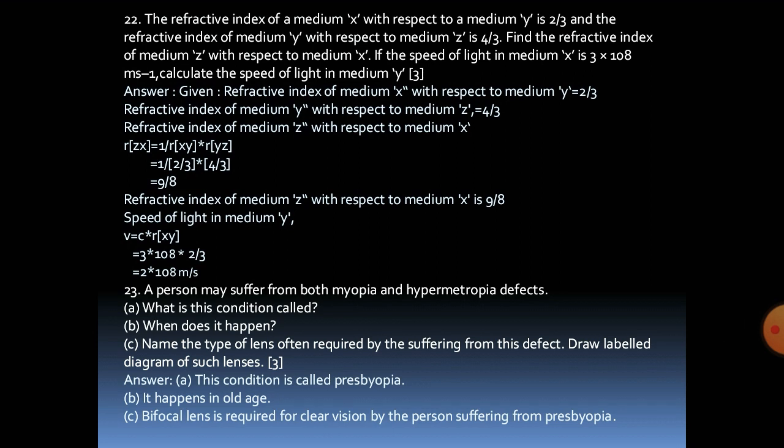The next question is, a person may suffer from both myopia and hypermetropia defects. What is this condition called? So this condition is called presbyopia. When does it happen? It happens in old age. Name the type of lens required by the person suffering from this defect. Draw a labelled diagram of such lenses. So for the correction of these defects, we use bifocal lens, and it will give clear vision for the person suffering from presbyopia. And you can also draw the diagram of bifocal lenses to give a detailed view of this type of defect correction.